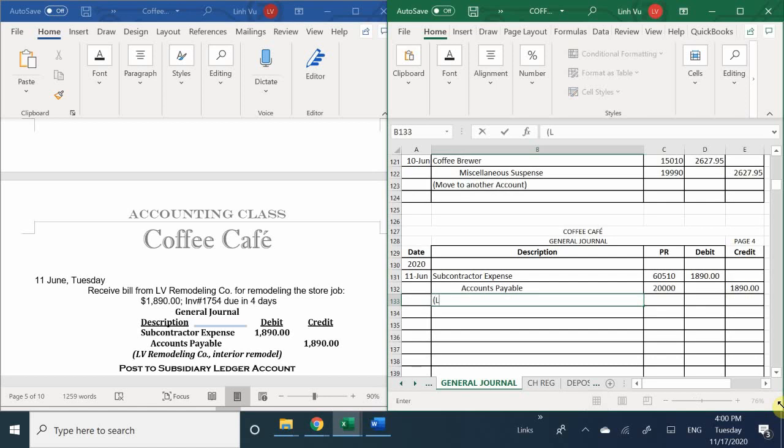And of course, I'm going to also write my little description here. My vendor was LV Remodeling. Invoice number 1754, and it is due net 4. Okay, it's due in 4 days. Okay. So now that we've journalized and completed my transaction, I am going to go ahead and enter this information into my ledger.